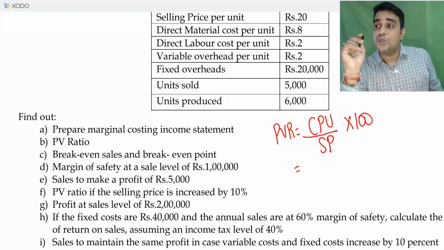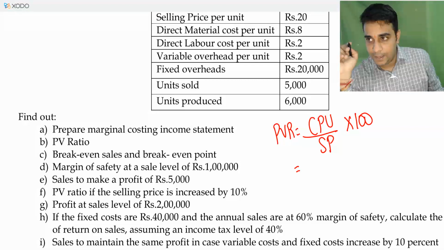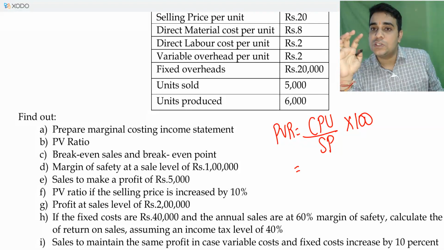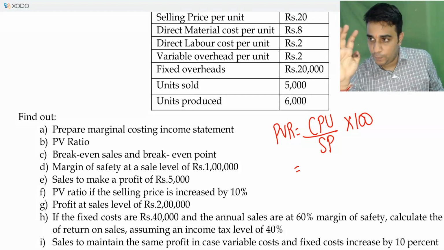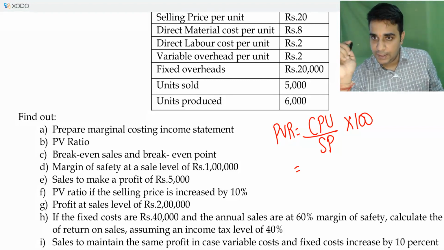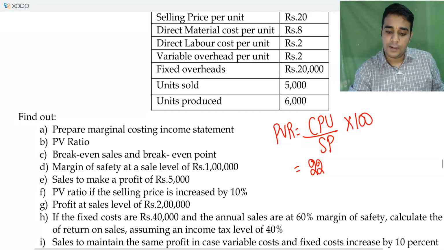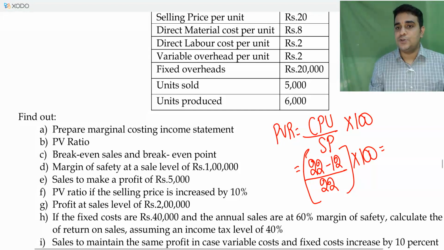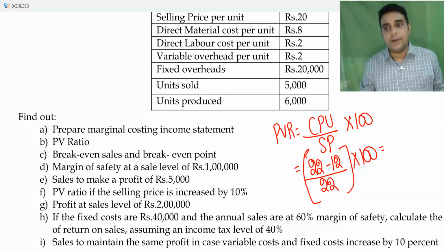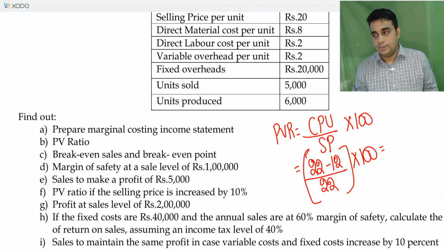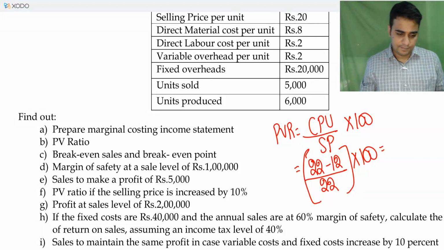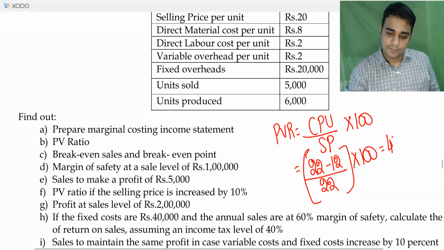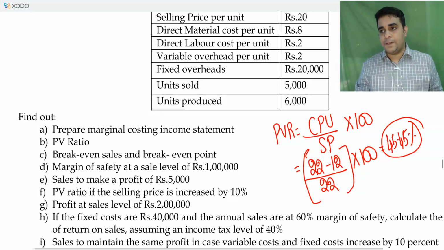See, earlier the contribution was 20 minus 12. Now the selling price goes up by 10%. Selling price from 20 rupees will go up to 22. So it's 22 minus 12 divided by 22 into 100. Basically 10 by 22. How much? 45.45%.